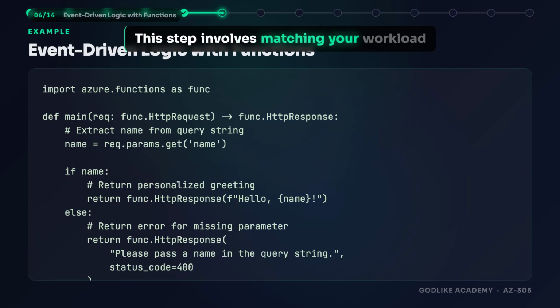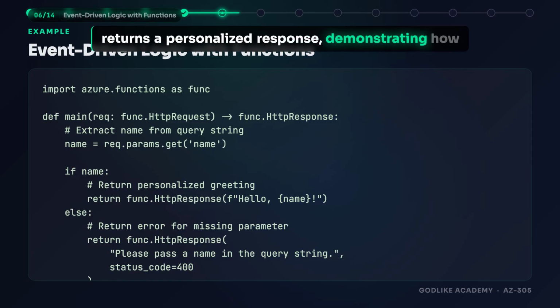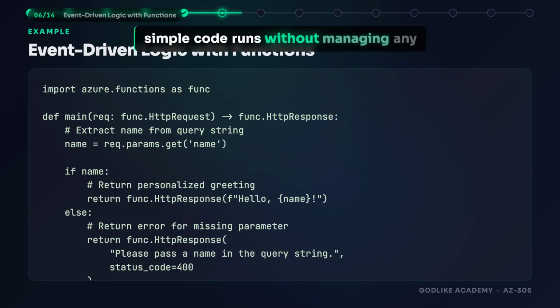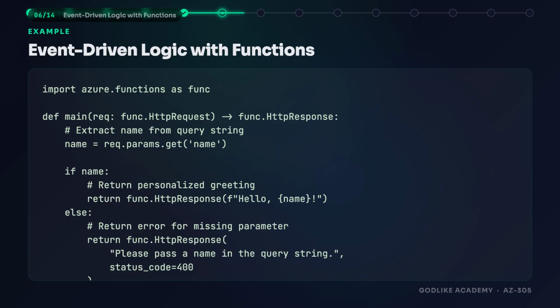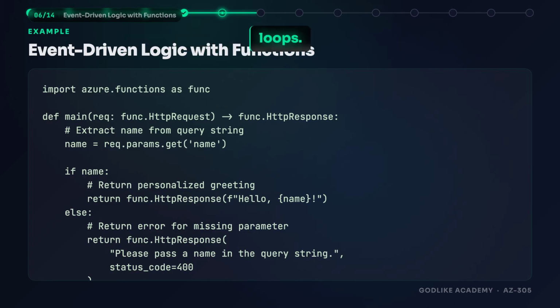This step involves matching your workload to the service. For event-driven logic, Azure Functions are often the best fit. Here is a Python function that triggers on an HTTP request. It extracts a name parameter and returns a personalized response, demonstrating how simple code runs without managing any underlying servers. You can deploy this using the az functionapp command with a consumption plan set to 1 worker. Failing to configure proper timeout limits will cause silent failures during high-volume batch processing and trigger costly retry loops.